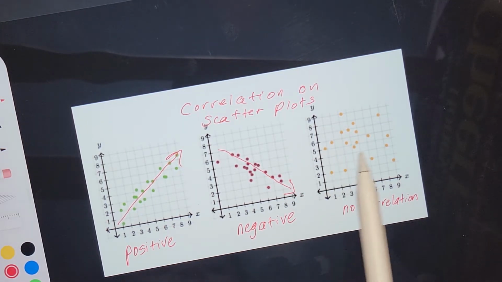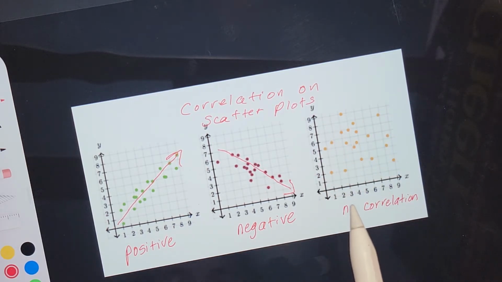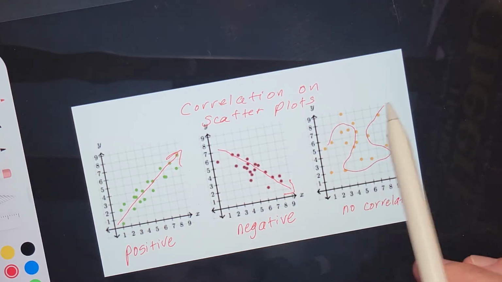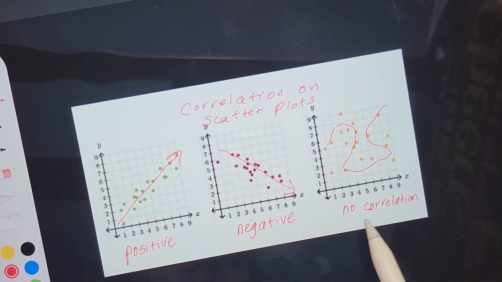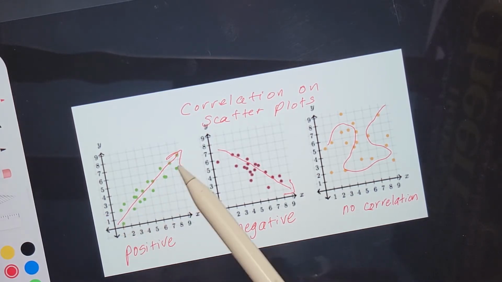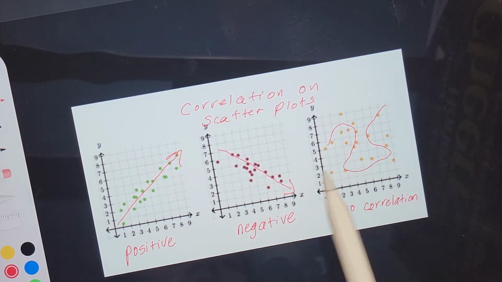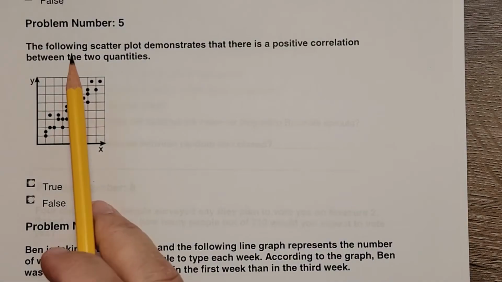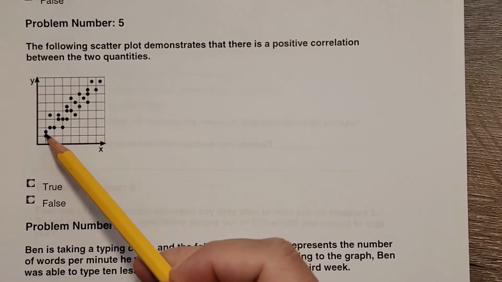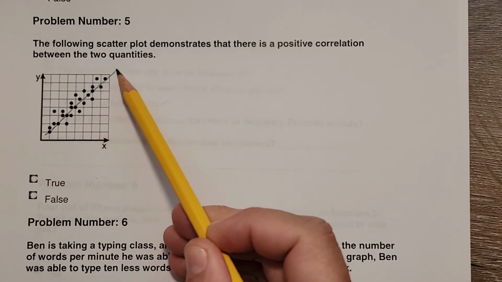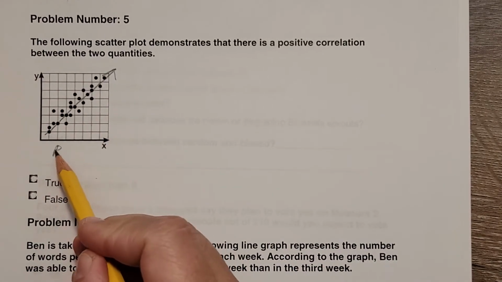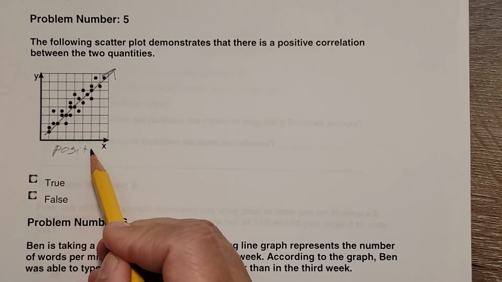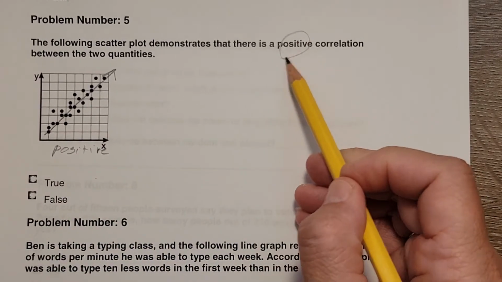And then when the dots are scattered just all over the graph, there's nowhere to draw a line. I mean, your line would be like, I don't know, maybe like that. You would say that is no correlation. Okay, so remember this is positive, negative, and no. So problem number 5, we could see that these are trending up, making it positive. And so this is true.